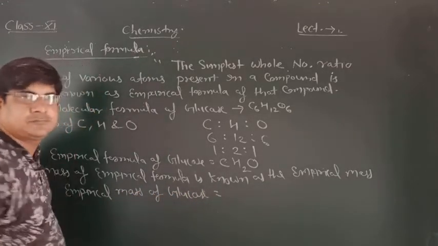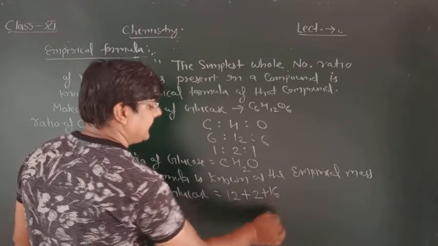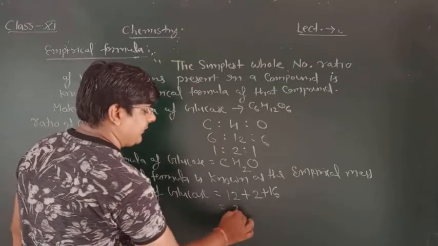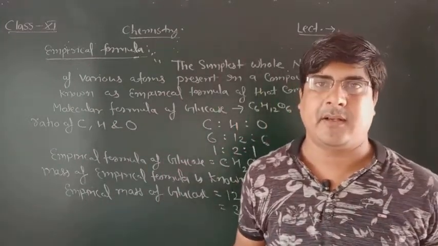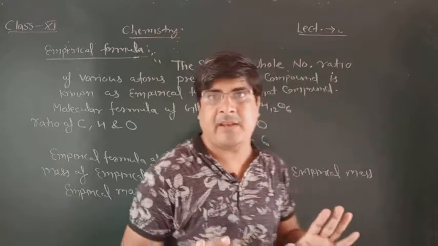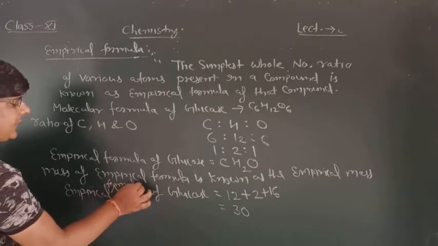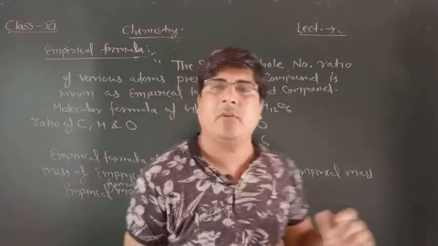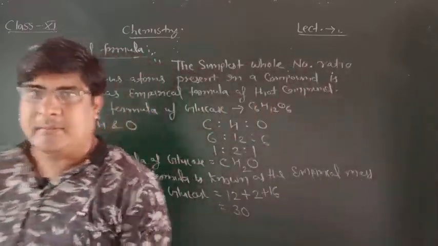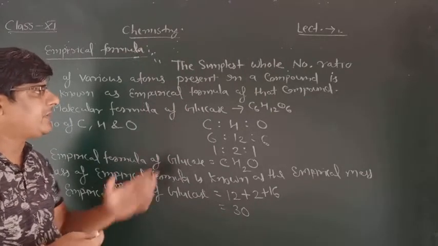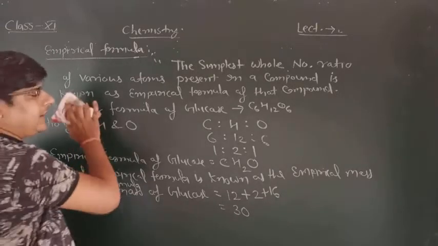So the empirical mass of glucose will be carbon 12, hydrogen 2 into 1, so 2, and oxygen 16. Your answer will be 30. This is the empirical mass or empirical formula mass. Empirical mass, empirical formula mass, same thing. So by this we can calculate the empirical formula. I am writing another example here. So first you take the screenshot for this, then I will tell you another example for empirical formula.